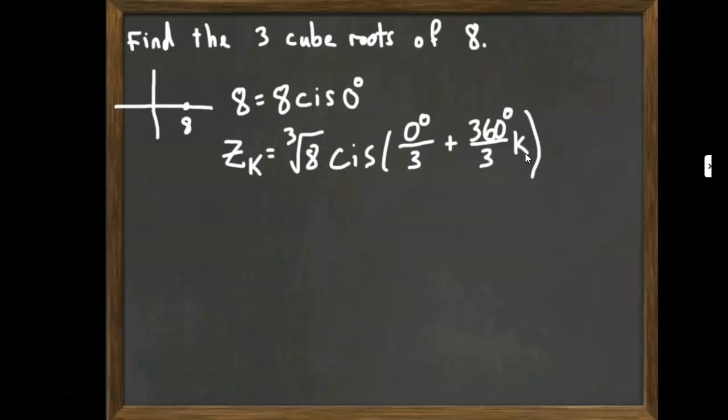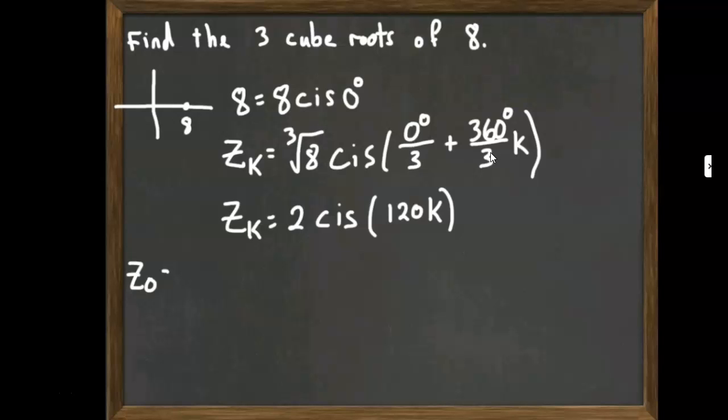So we go ahead and simplify. Of course, the cube root of 8 is just going to be 2. And 0 degrees divided by 3 is just going to be 0. 360 divided by 3 will be 120. So this is going to be plus 120k. z_k is going to be 2 cis 120k. And so then we just let k be 0, 1, 2 to get our 3 different roots.